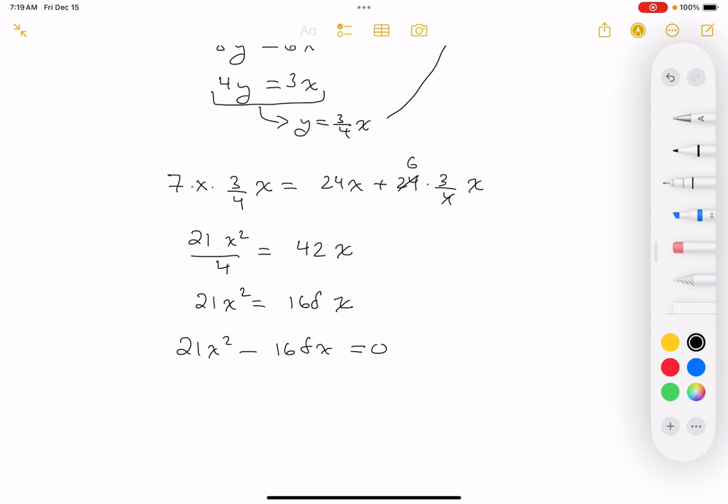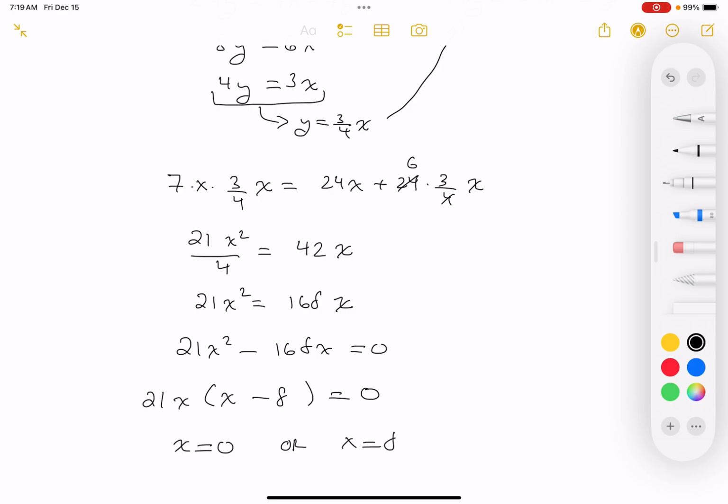I'm going to factor out the, let's take a look at that, 168, I think I can factor out a 21. And that's going to be x times x minus, well, it's going to be 8, because 8 times 21 is 160 plus 8 is 168, equal to 0. So I get two numbers here. I get x equals 0, or x equals 8.